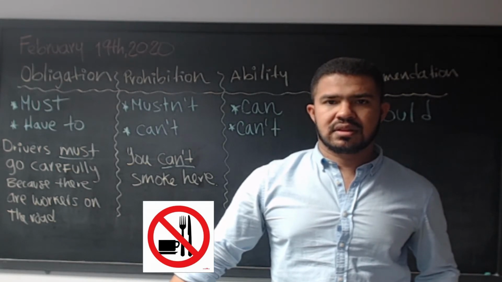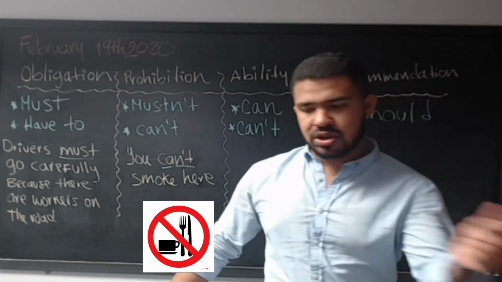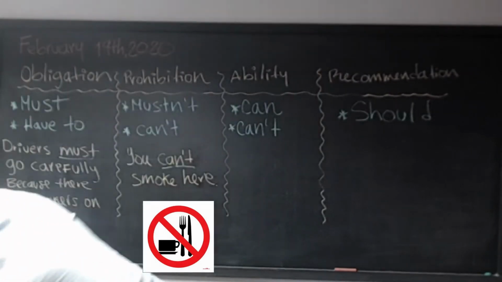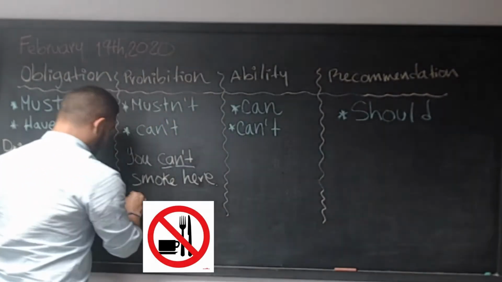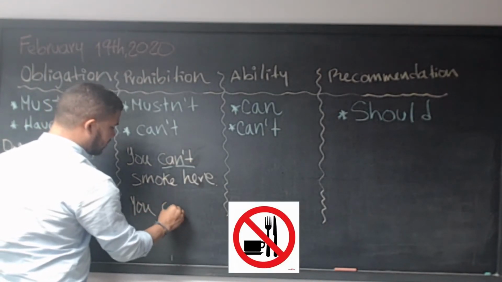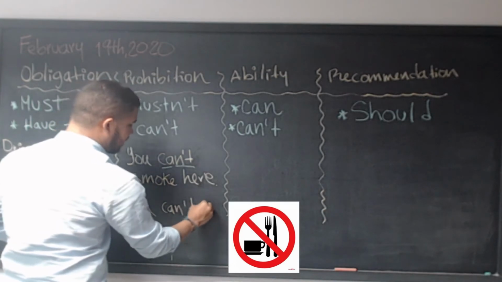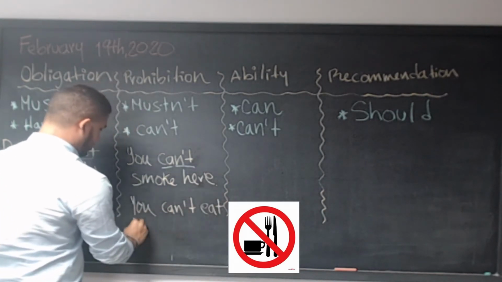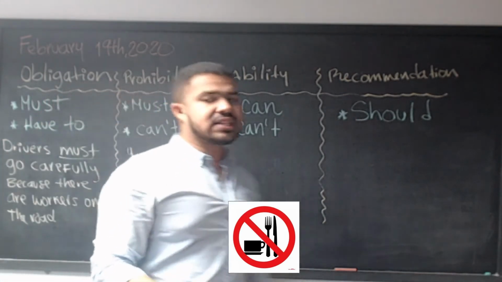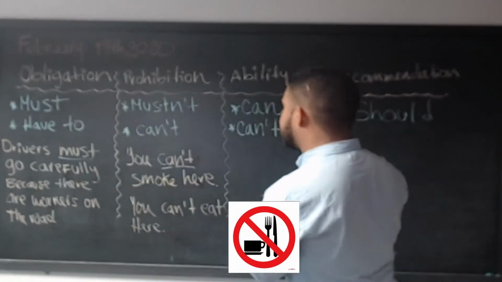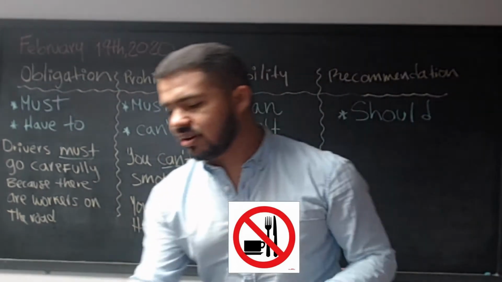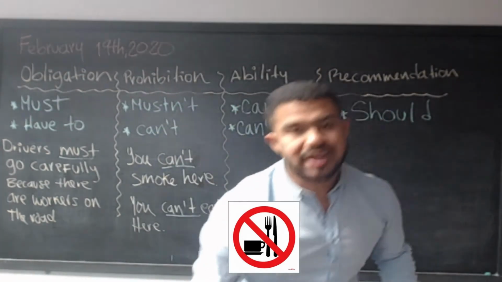Bradley, you can't eat here. Very good, excellent. So another one, what's worse? You can't eat here. Very good. So if you say this is a prohibition, you can't eat here. Okay, prohibition. You are not allowed to do that.